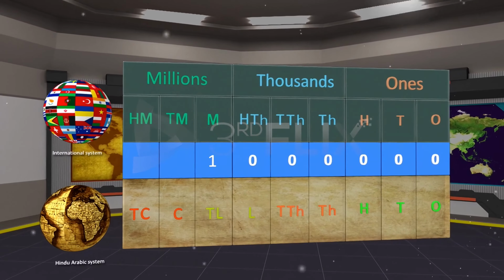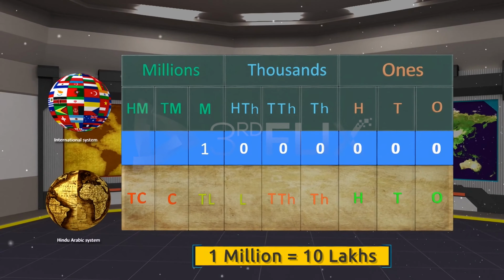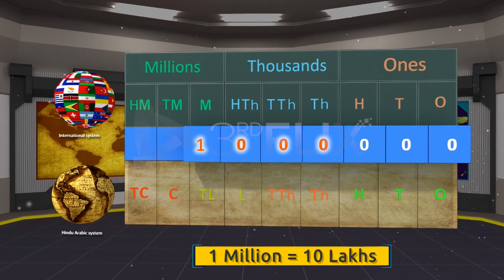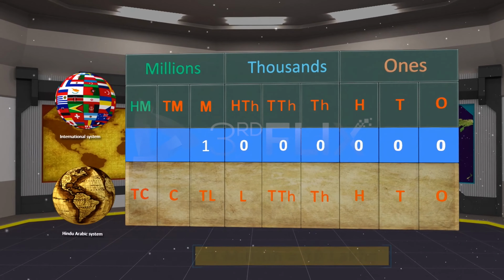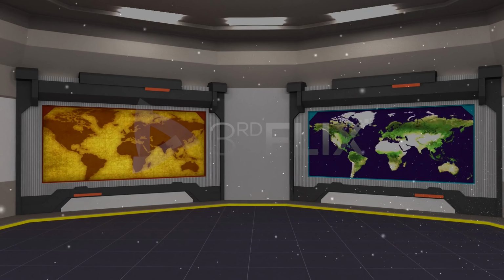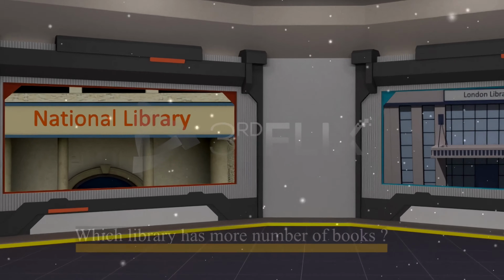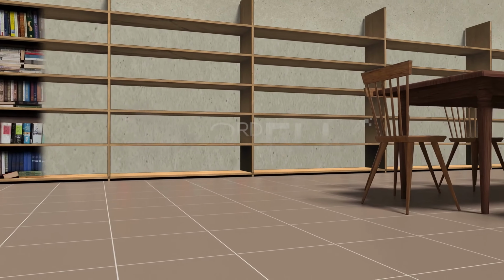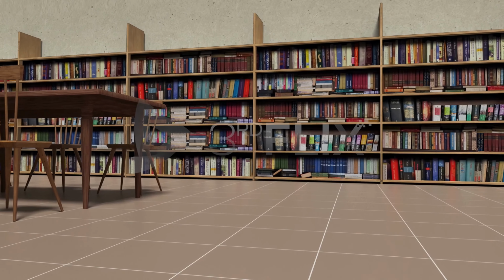What do we see here? 1 million is the same as 10 lakhs. The important thing to remember here is 1 million or 10 lakh both are equal to 1 followed by 6 zeros. You may read it with a different name, but the value is the same in both the systems. Which library has more number of books? National Library. Because it has more than 20 lakh books. That means more than 2 million books.